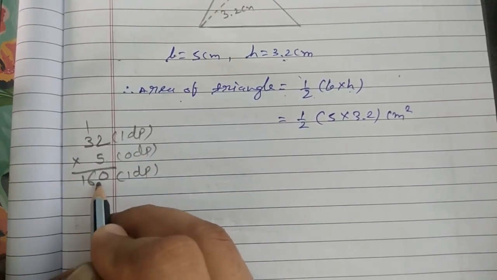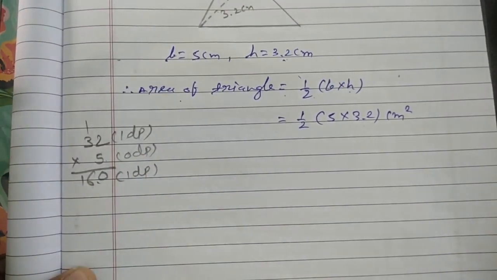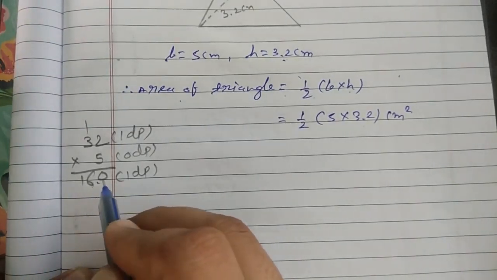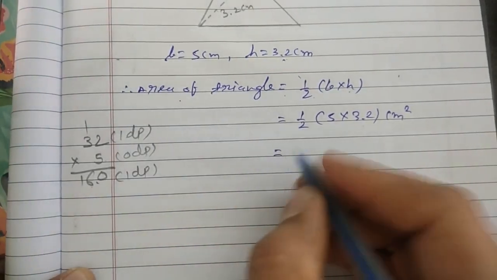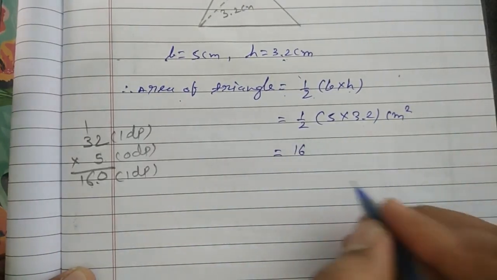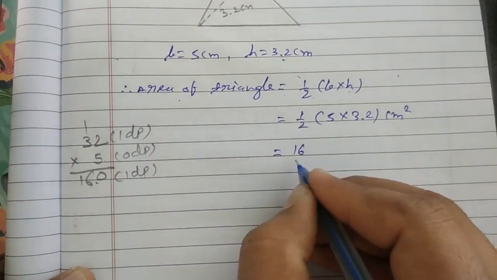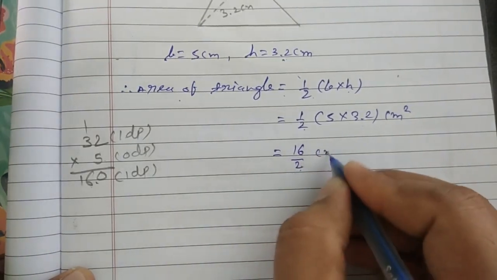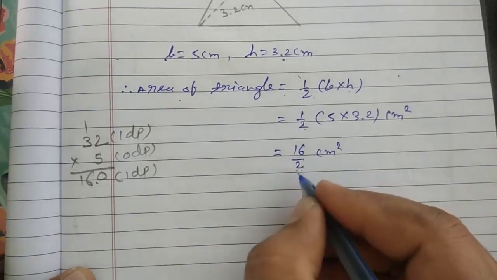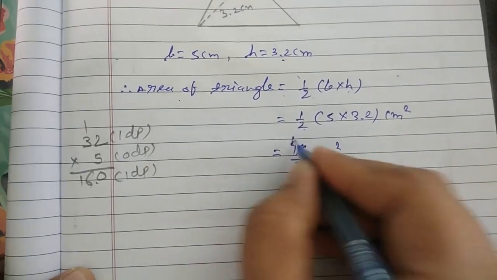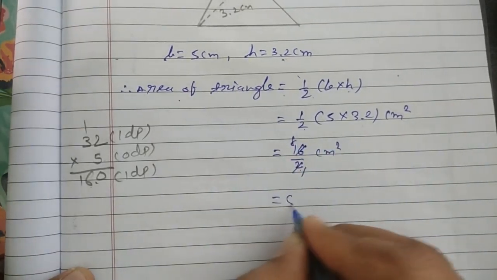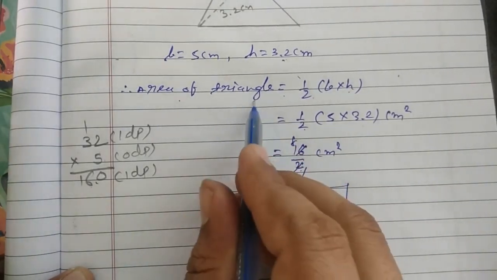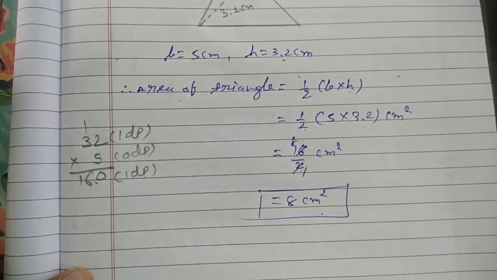Here it is 160, so before 0 the decimal point will come, and therefore our answer is 16.0, and we do not have to write 0, so here we can write directly only 16 divided by 2. Here we do not have to forget the 2. 16 divided by 2 centimeter square. As we know that 2 8s are 16, so our answer is 8 centimeter square. So area of triangle is 8 centimeter square.